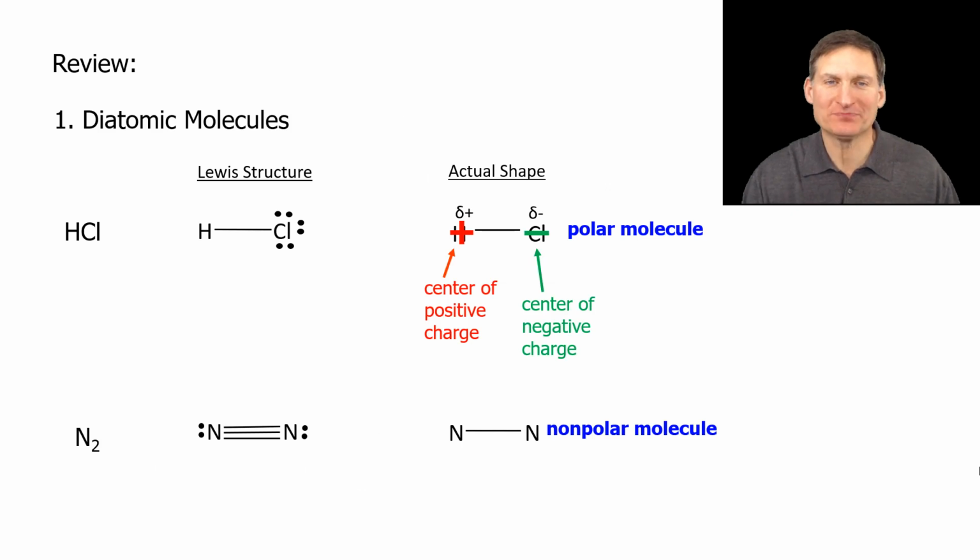Okay, let's review. For diatomic molecules, like the ones you see here, it's really simple. If the bond is polar, the molecule is polar. And it's not even necessary to write out all that you see here. As soon as you know the formula has only 2 atoms, and those atoms are different, like in HCl here, the bond is polar and the molecule is polar.